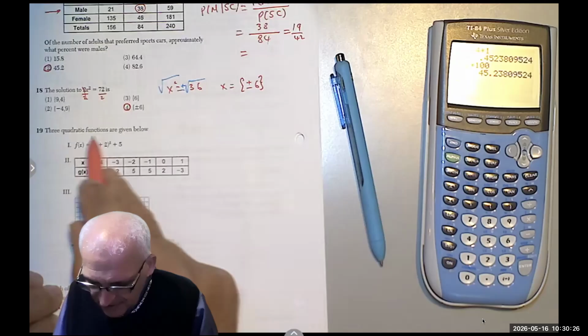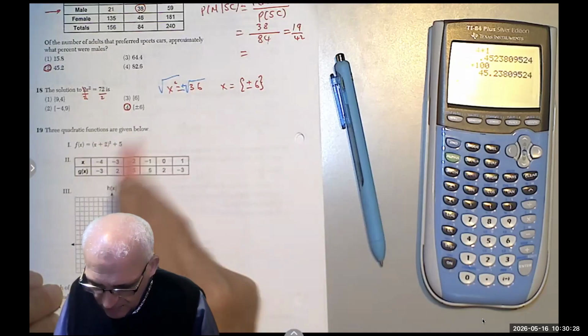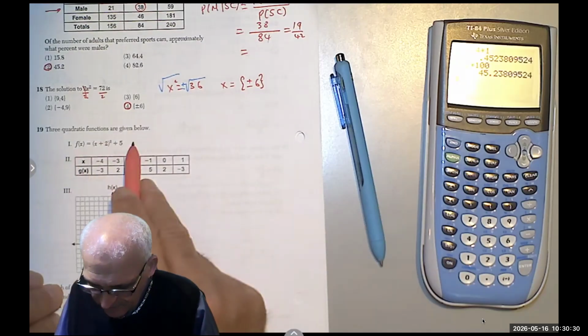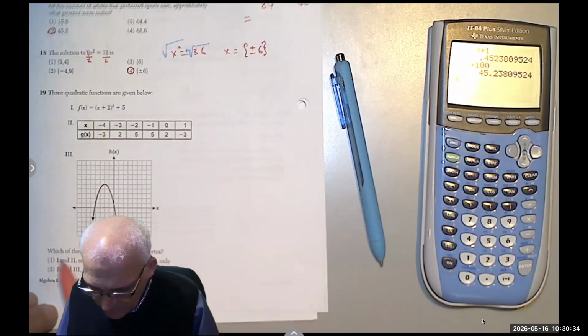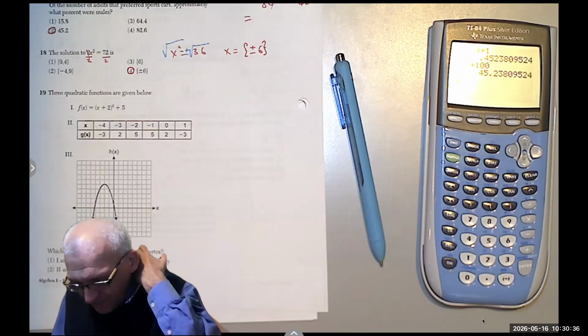The 3 quadratic functions are given below. One is given to you as a function, one as a table, one as a graph. Which of these functions have the same vertex?